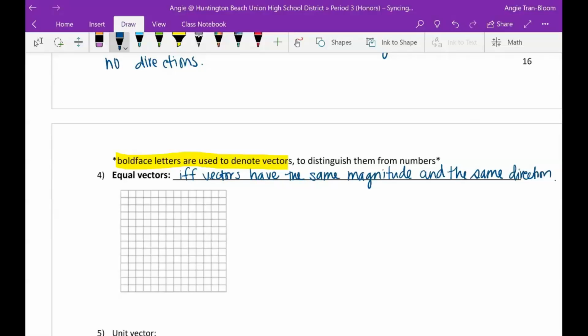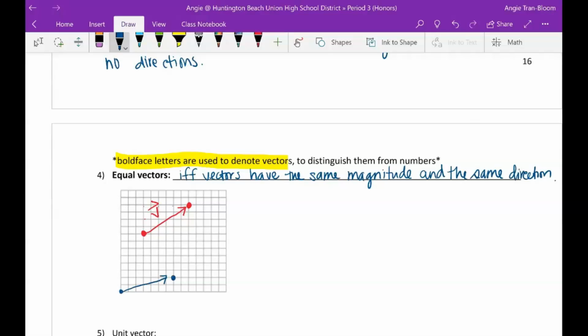Let's just give you an idea of what equal vectors are. Let's make a dot right here, count up 2, 4, and then go right 2, 4, 6. So this is how you draw a vector. You connect one dot to the other and make your arrow. Let's call it vector V. Now I'm going to draw another vector over here. Go up 2 and then right 2, 4, 6, 7.